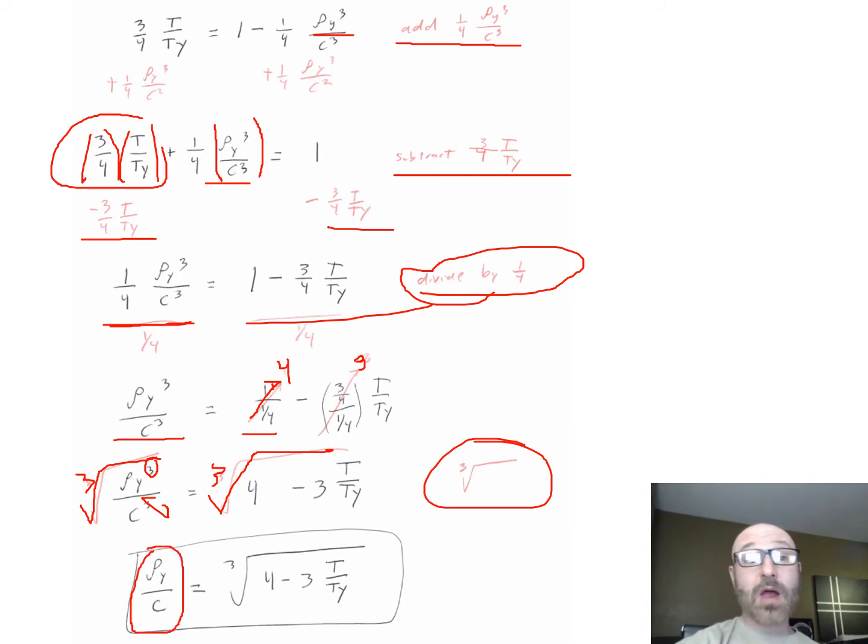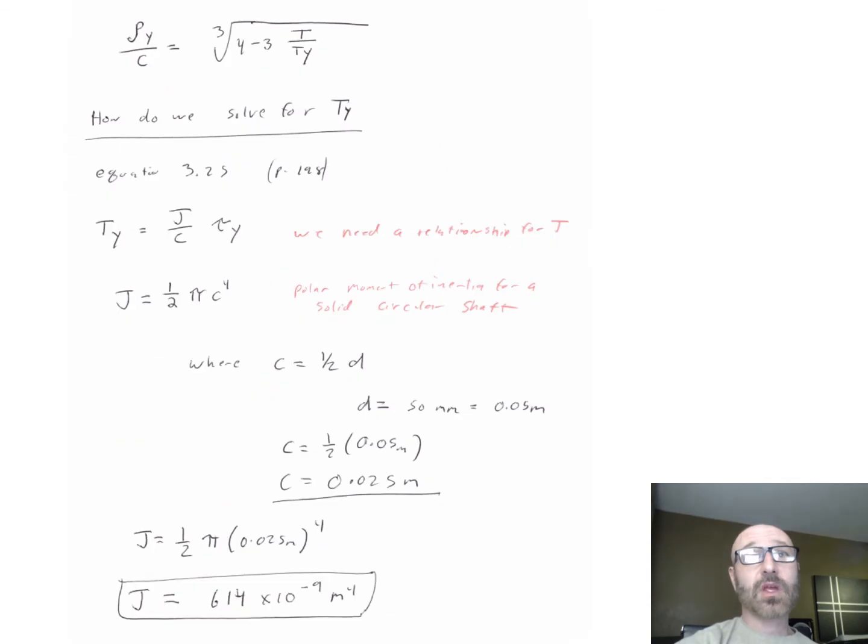My rho sub y over c is equal to the cubed root of 4 minus 3 times my t over t sub y. So now I have a relationship right here to solve for my rho y over c. So from there, how do we solve this for my t sub y?